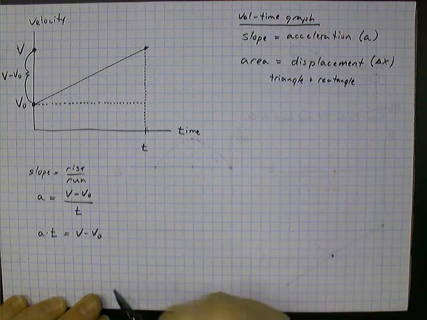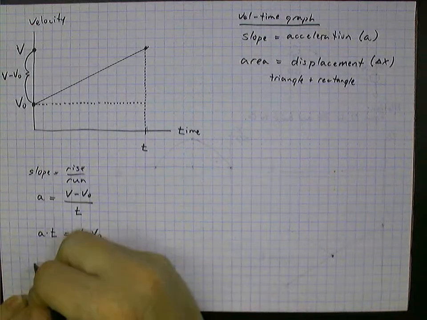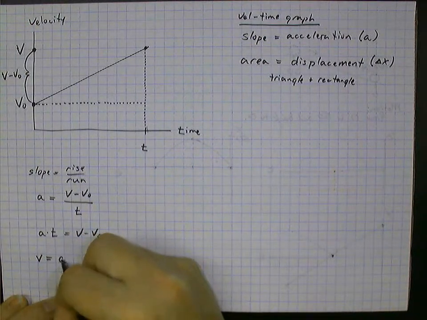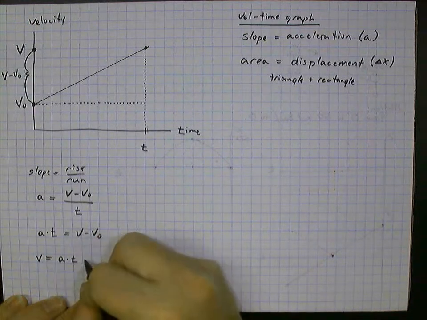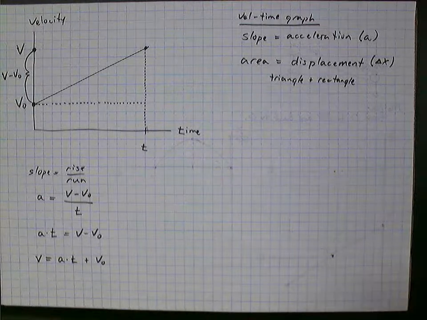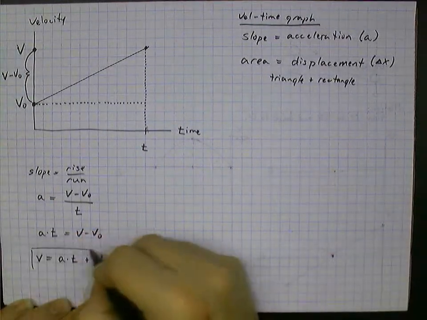And then finally, we usually add v initial to both sides and swap it around, so we end up with v equaling a times t plus v initial. This is the first of our kinematics equations, by the way.